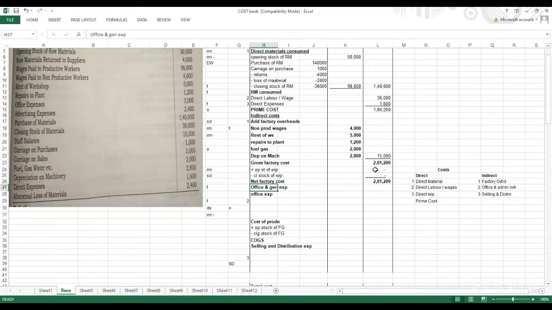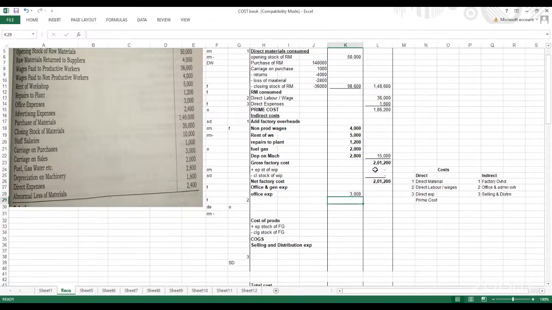Then next it is office and admin expenses. So let us see all marking with O. Office expense, I think 3,000 is the amount. I'll write office expense 3,000. Any other item marked as O? Staff salaries 10,000. I'll write staff salaries 10,000. So total is 13,000. Only two items over there.